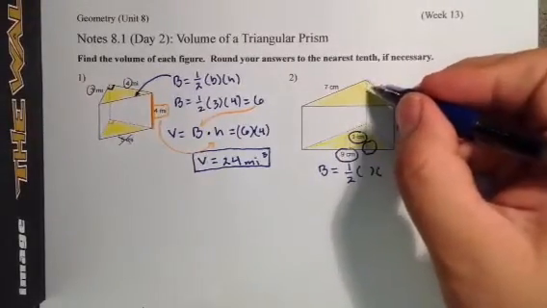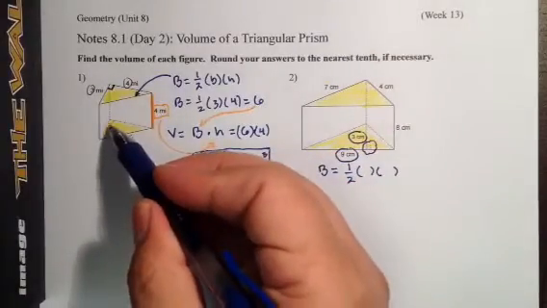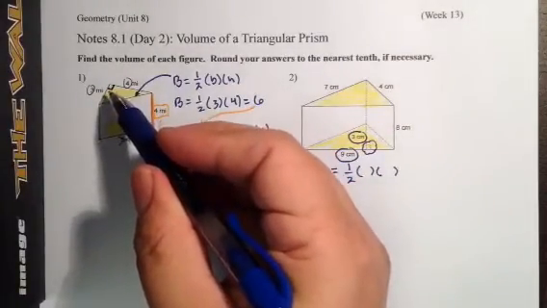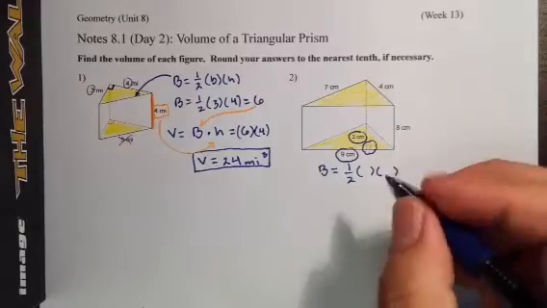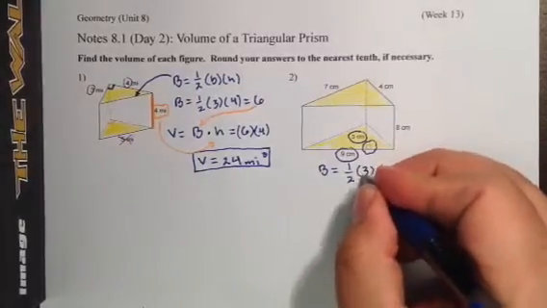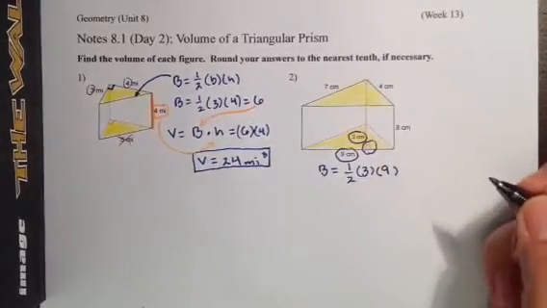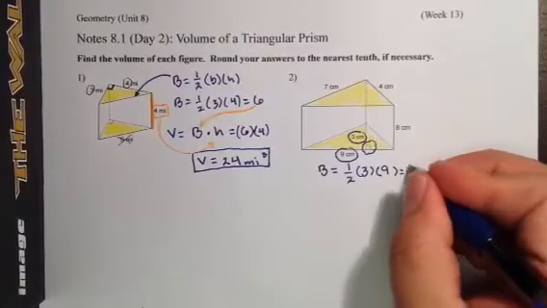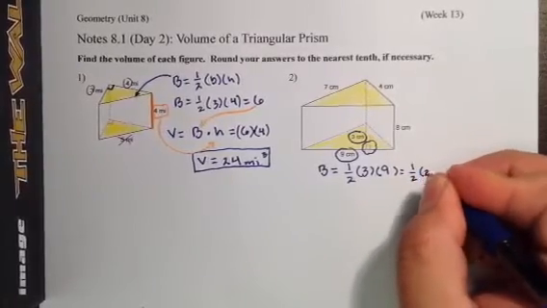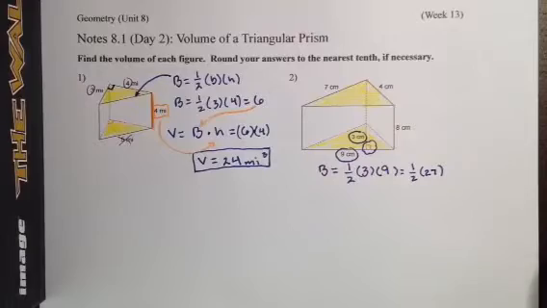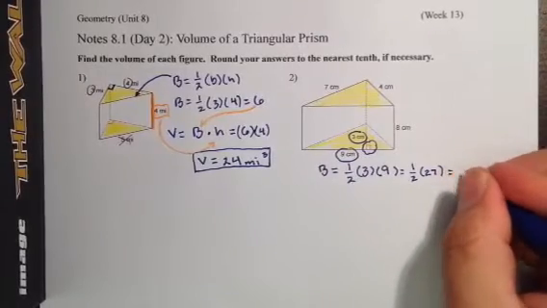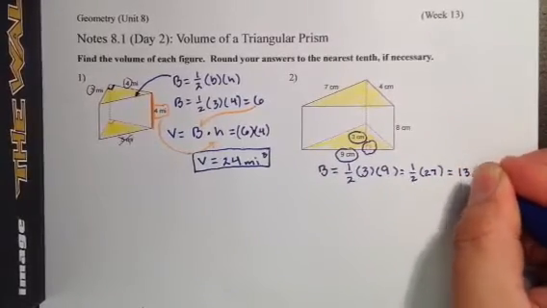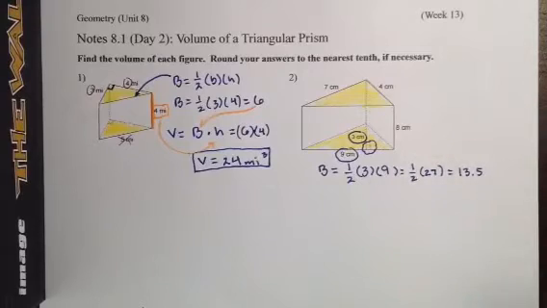If there's no 90, we can't put it in there. We did it earlier because if this is a 90, then it matched the angle on the top. So I'm going to use the 3, and I'm going to use the 9. Now this one isn't going to work out as nicely as the other one because it's 1/2 of 27, which means the area of the base is actually a decimal, and that's okay. That's why in the directions it says round to the nearest tenth, so it's 13.5, not a big deal.